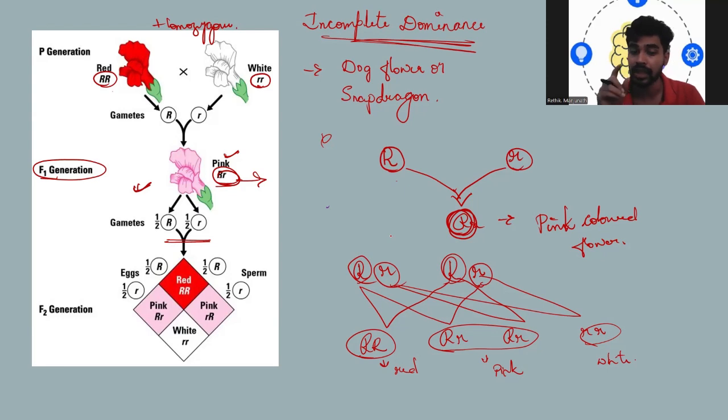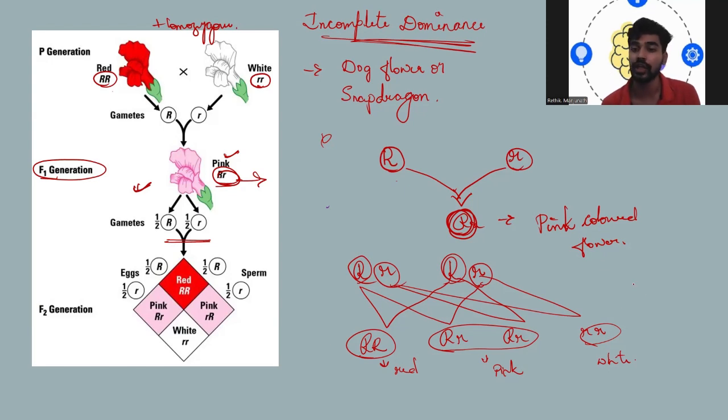But what is happening here? R is not completely dominant over the small r, and that made it possible to distinguish the pink color from the red color and white color. As a result, whatever pink color we are getting, easily I can say it is heterozygous, where red color and white color are homozygous. So that is making it easy to understand here.